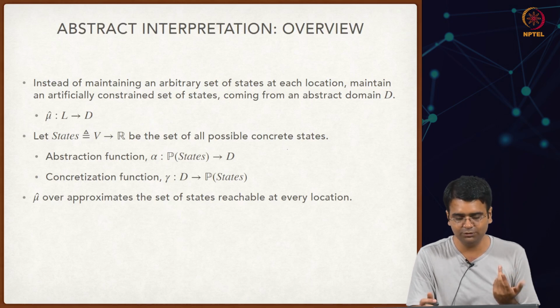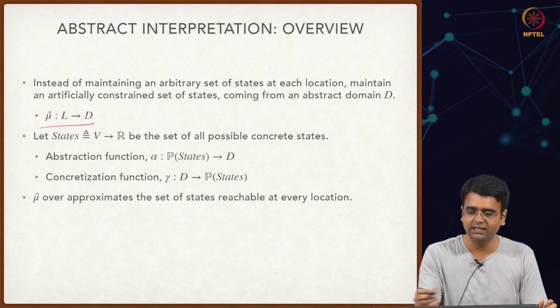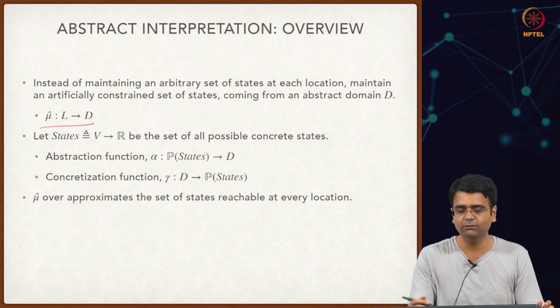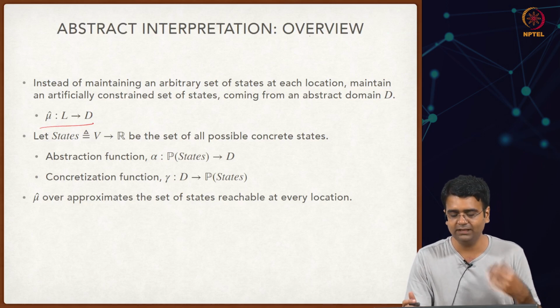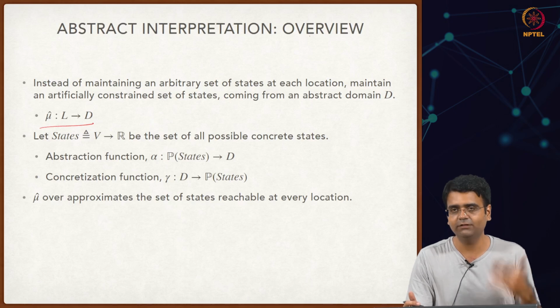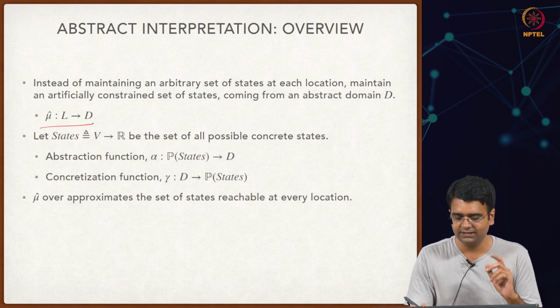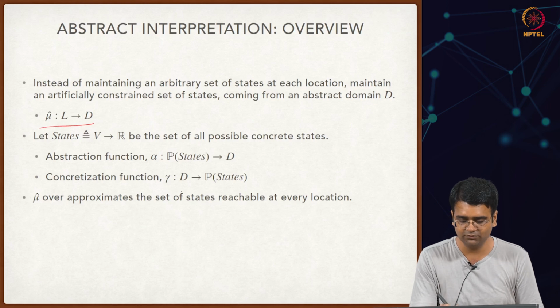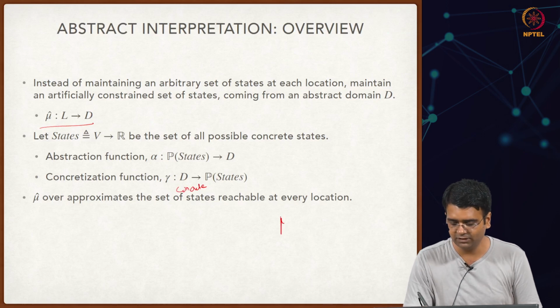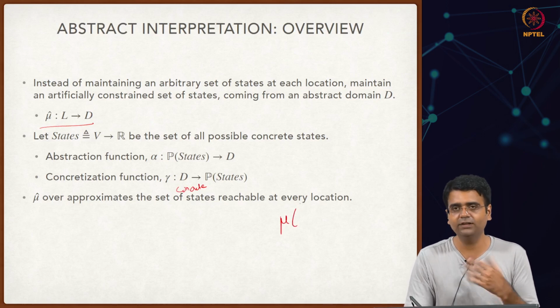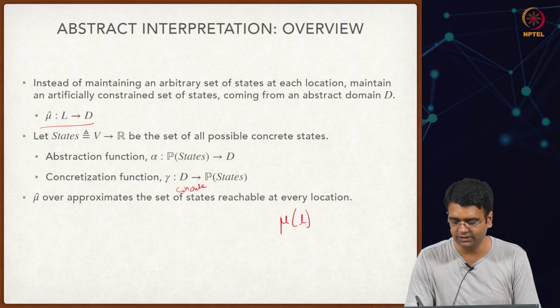So we want to compute this mu hat, which is that at every location in the program we want to associate an element of the abstract domain, which will over approximate the set of reachable states at every location. So I know that the set of concrete program states that are reachable at every location are given by this concrete inductive assertion map, which is mu of L.